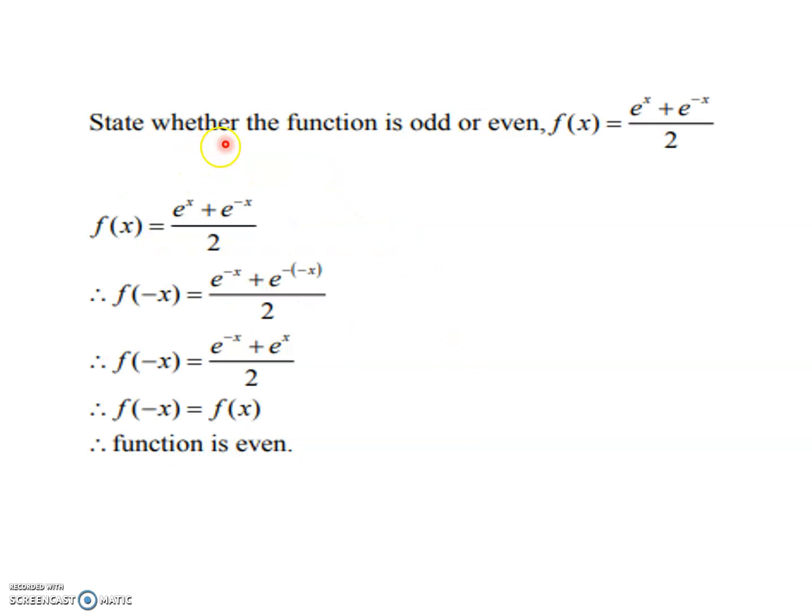Let us check, state whether the function is odd or even. f of x is equal to e raised to x plus e raised to minus x, upon 2. It is the given function. We put x equal to minus x in this function. So e raised to minus x plus e raised to minus of minus x, upon 2. We rewrite it as e raised to minus x plus e raised to x, upon 2. It is exactly f of x. That means f of minus x is equal to f of x, so the function is even.